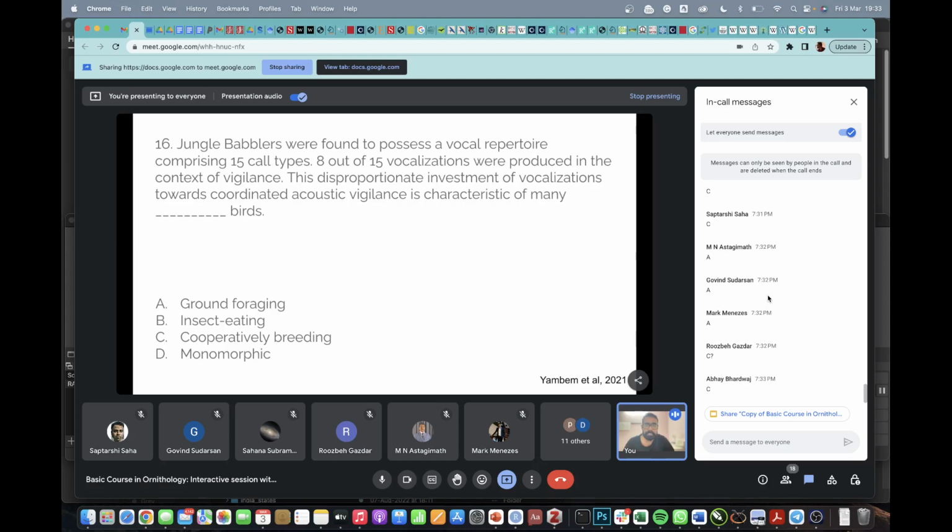This is again a study from Manjari's lab by Sonia Yambem, and what she's done is she's studied jungle babblers in the campus, and she's figured out that there are like 15 kinds of vocalizations in this bird, out of which 8 are usually in the context of vigilance. Yes, it is a very interesting topic, and that's a lot of vocalization only for vigilance. And why would that be? The probable answer is, let us see.